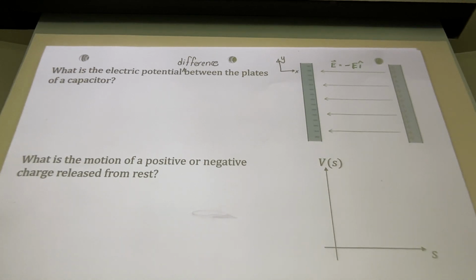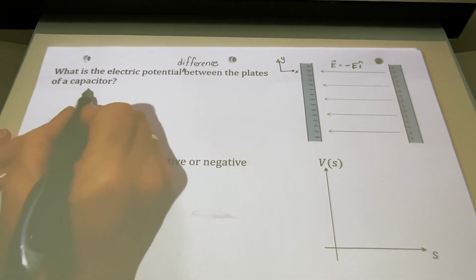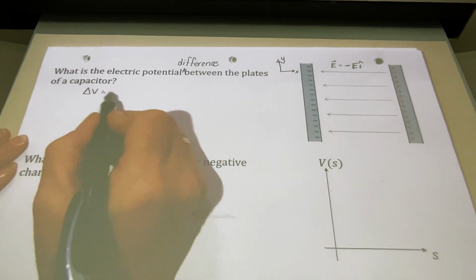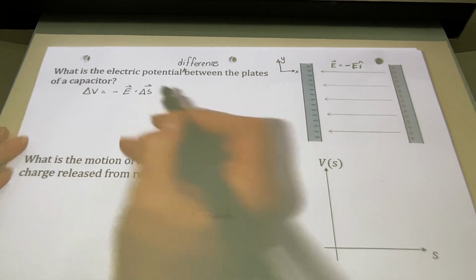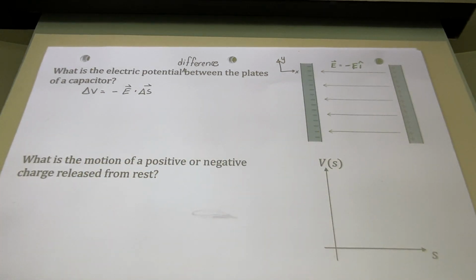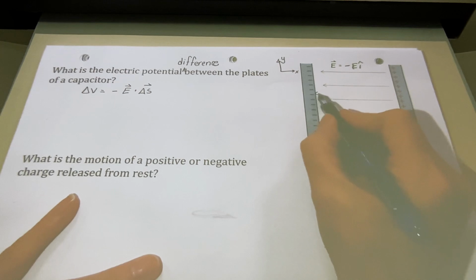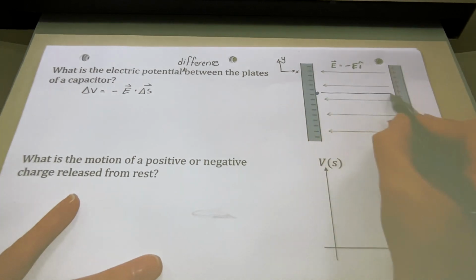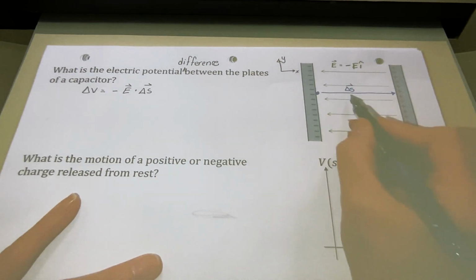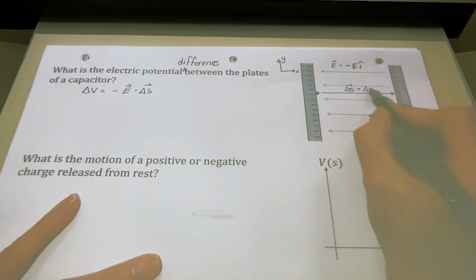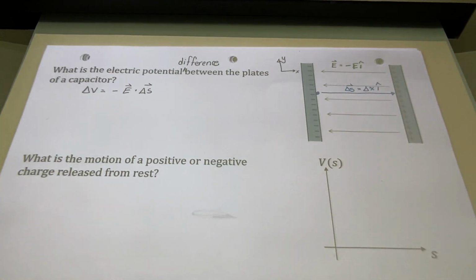I know that to find my change in potential, or my potential difference, I would do delta V is negative E dot delta S. Delta S is going to be some path between the plates of the capacitor. I'm going to choose my path to start here and just go all the way over to the other side. So there's my delta S. I picked my delta S to be entirely horizontal, so delta X in the X direction. Okay, so there's my field, there's my path.